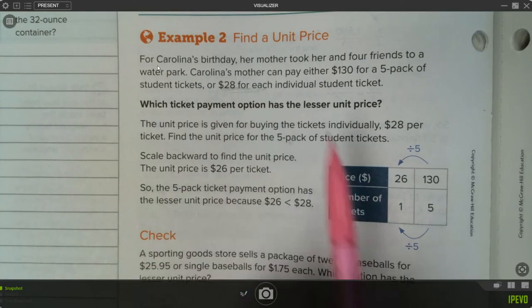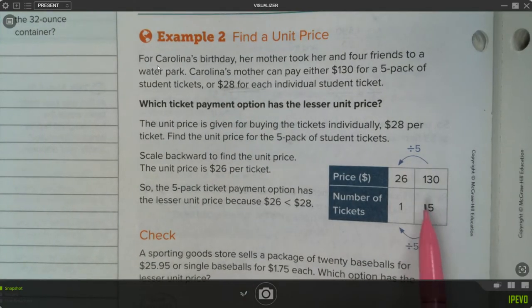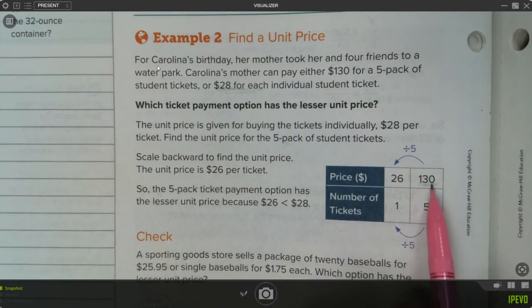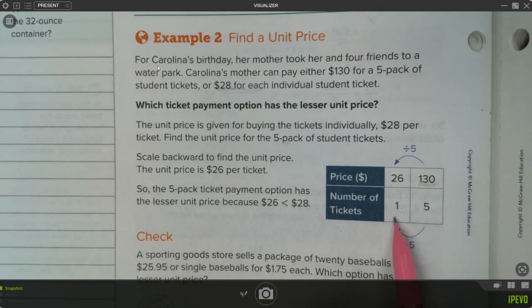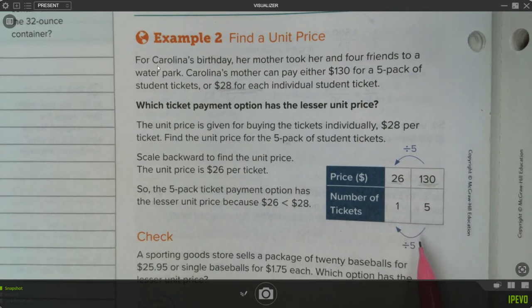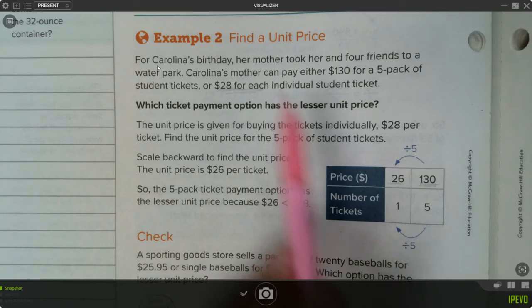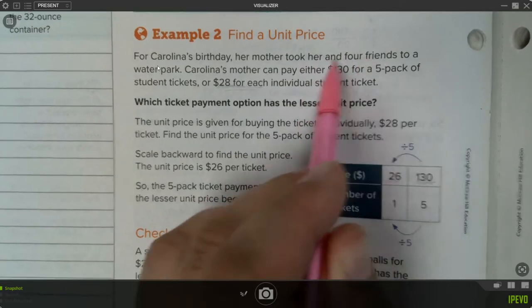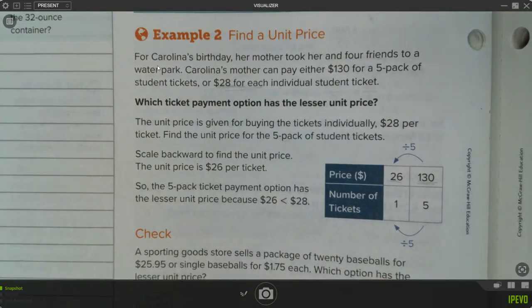So we're going to do the same thing with the pack. We take that 130, the total. If we're finding the price per ticket, we need to get the tickets down to 1. So we're dividing by 5, and we would find that the price here would be $26. Now, which is better, 28 or 26? We're trying to save money here, so we're going to go with the 26. So she should definitely buy the 5-pack of tickets instead of individual tickets.